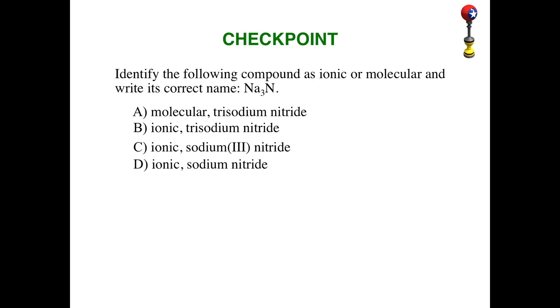Another checkpoint. Identify the following compound again as ionic or molecular and then write its correct name. You got Na3N. Okay, you should recognize that you have a metal, sodium, and a nonmetal, nitrogen, so it's going to be ionic. So now you have to think about the nomenclature for ionic compounds. Remember, in ionic compounds, you simply say the name of the metal and then the base name of the nonmetal with "ide" at the end. So in this case, this will be sodium nitride. Answer is D. Very good.